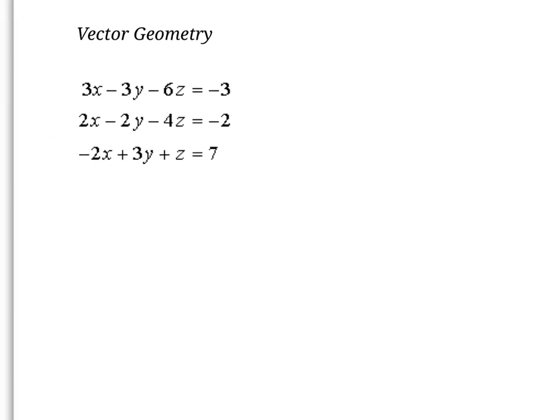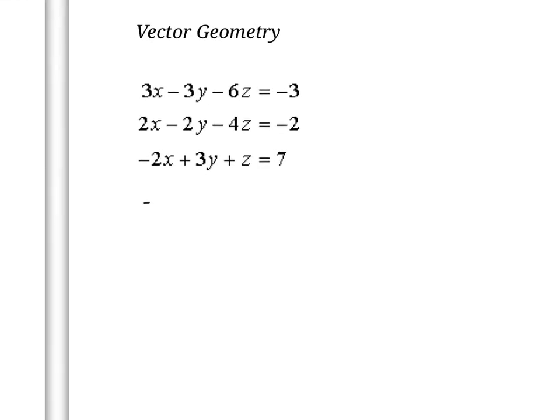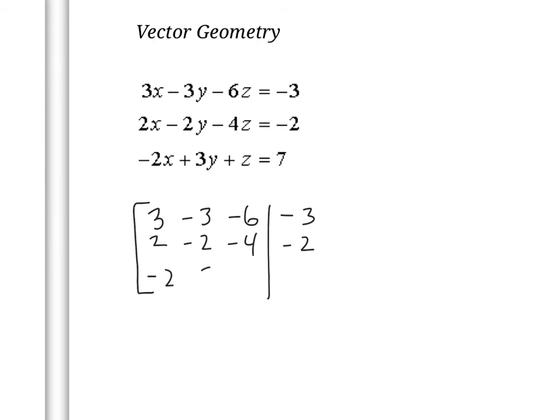Okay, here we have another question. Let's give it a shot. So I'm going to go through this one with you because stuff can get a little bit complicated here. Just write out my matrix first. 2, -2, -4, -2, -2, 3, 1, and 7. Okay, there's our matrix.